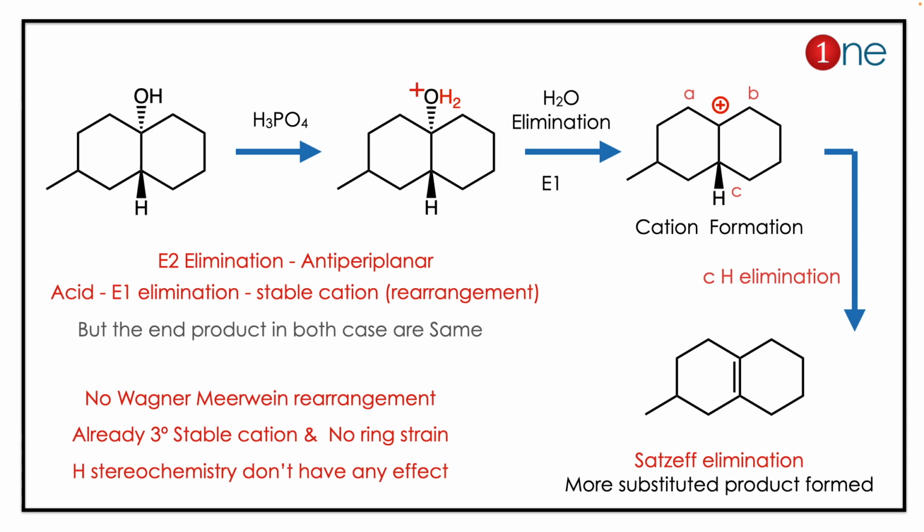There are three possibilities. Which alkene will form? You have A, B, C hydrogens. Only C hydrogen removal leads to the Saytzeff elimination product, which is the more substituted product. So the final product is an alkene compound.